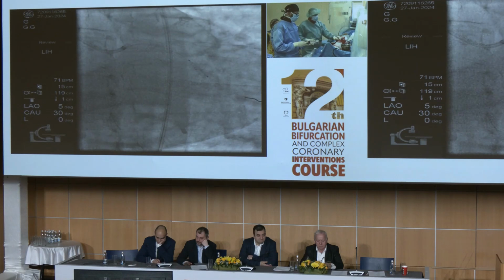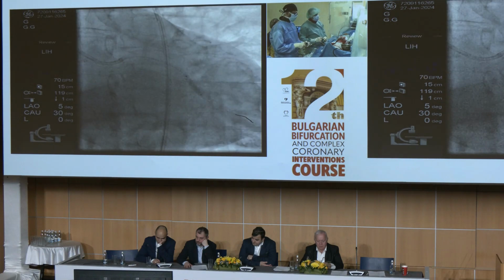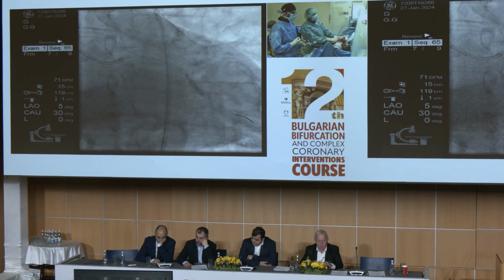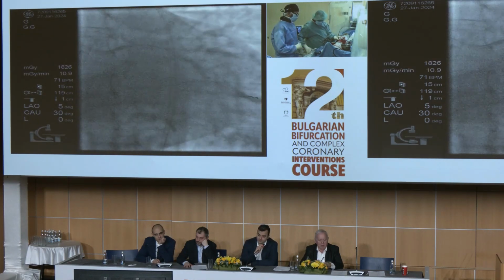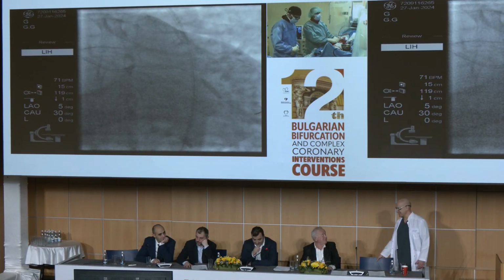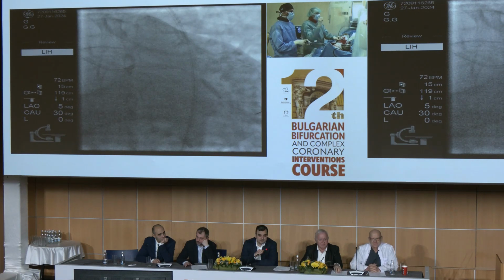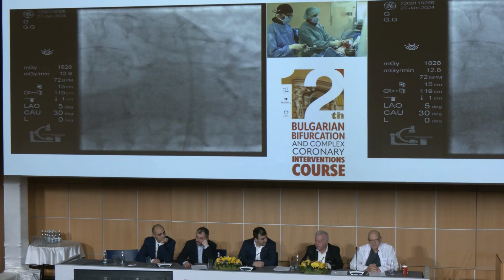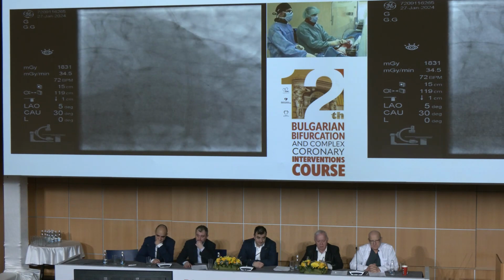This is the 3 balloon or 2.5? 2.5, non-compliant. Now it is non-compliant. I'm trying to correct the distal malposition. It is a very short, very small segment, but I would like to do, okay, deflate. I would like to do the best for our patient.